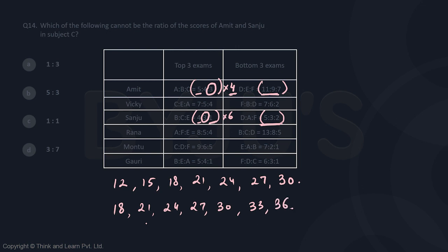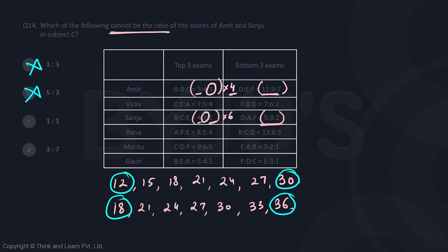So which of the following cannot be the ratio? Let's check how many of them are possible. Is 1 is to 3 possible? Yes. 12 and 36 make it 1 is to 3. Not my answer. Is 5 is to 3 possible? Let's check. So 3 5s are 15, and in that case 3 3s are 9, or 5 into 6 is 30 and 6 into 3 is 18. I think 30 and 18 give me a ratio of 5 is to 3. Yes, this also can be, not my answer.